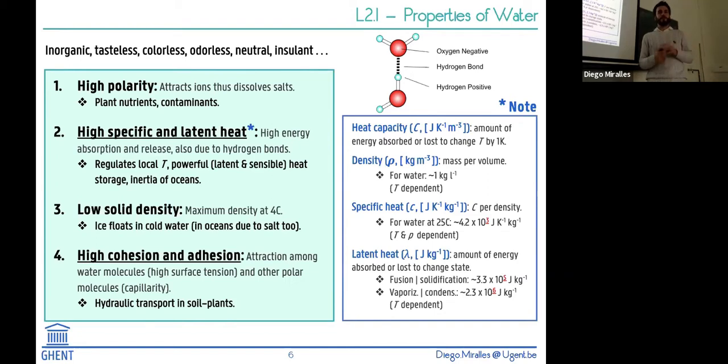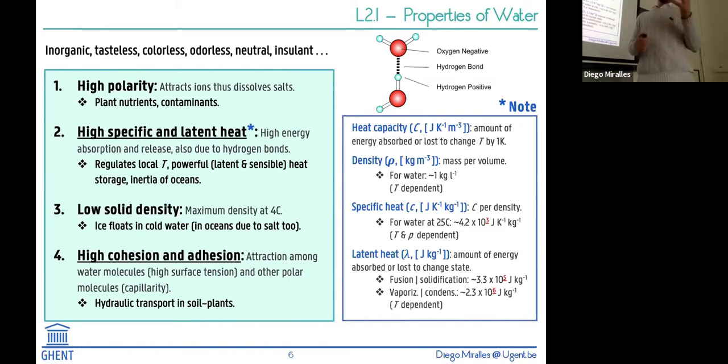It's very important, for instance, for the hydraulic transport of water, not just in plants, but also in soils, because the water molecules tend to stay together and they tend to stick to the walls of the pores and the capillary tubes and so on. That is quite crucial for, for instance, the cohesion-tension-adhesion theory, so how plants are actually withdrawing water and bringing it up to the leaves. That high cohesion and adhesion has to do, again, with the molecular properties of water.